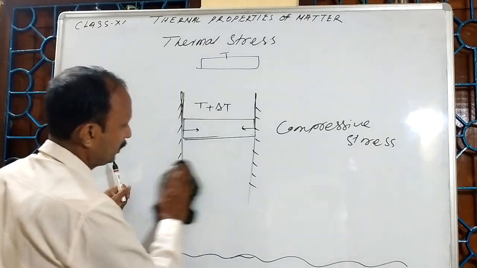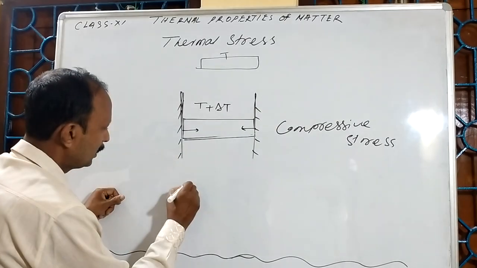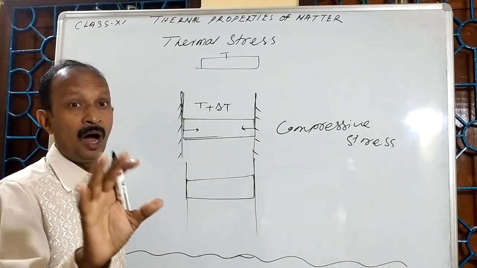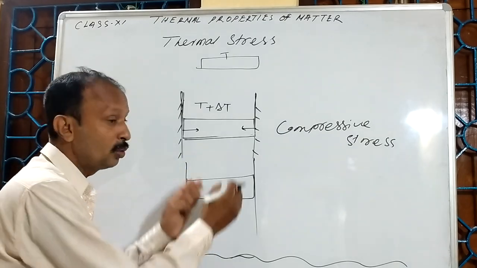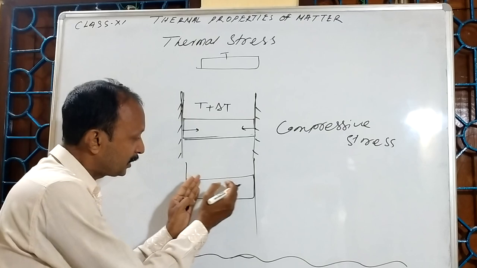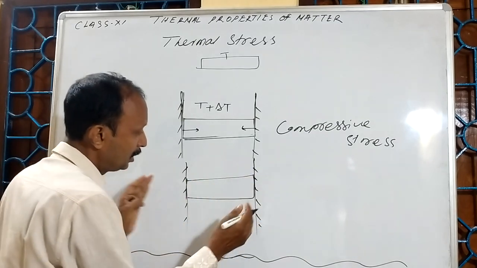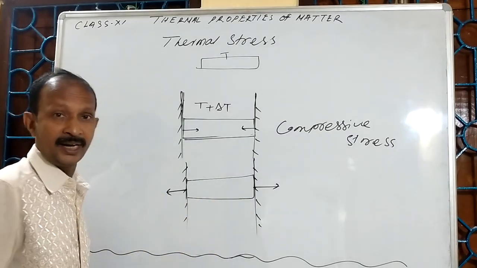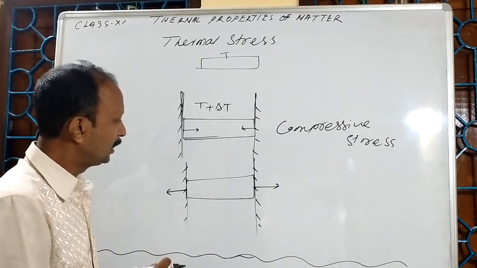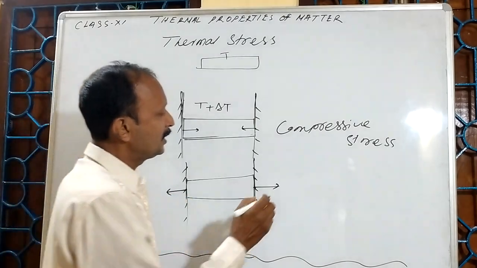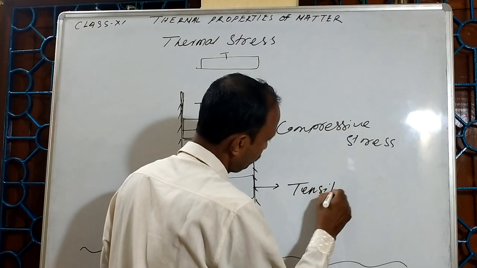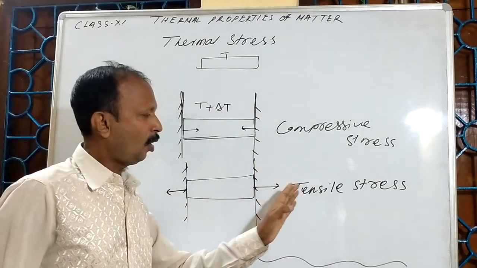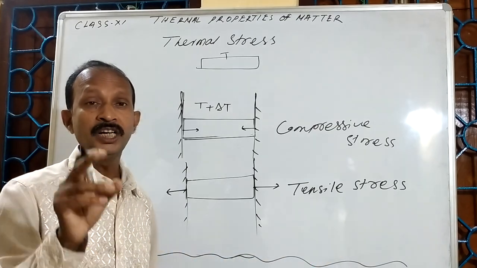Now, another case you see. Suppose this metal rod is fixed at two rigid ends. Now the temperature goes down. Temperature goes down means I am cooling it. What happened? It will try to contract. But there is a rigid wall. It will apply the force outwards on both sides. It won't allow it to contract. So in this case, that stress is called tensile stress. Whether it is a compressive stress or tensile stress, both are due to change in temperature.